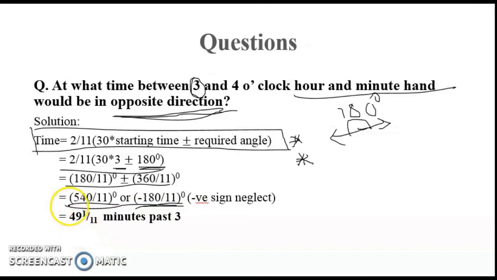So this is the answer, 540 by 11 degree, but time is also not in degree, so we have to convert this in integer form. After converting into integer form, this is the integer form: 49 1 by 11 minutes past 3, basically it means 3 hours 49 1 by 11 minutes. So this is the time when hour hand and minute hand are in opposite direction between 3 and 4 o'clock.